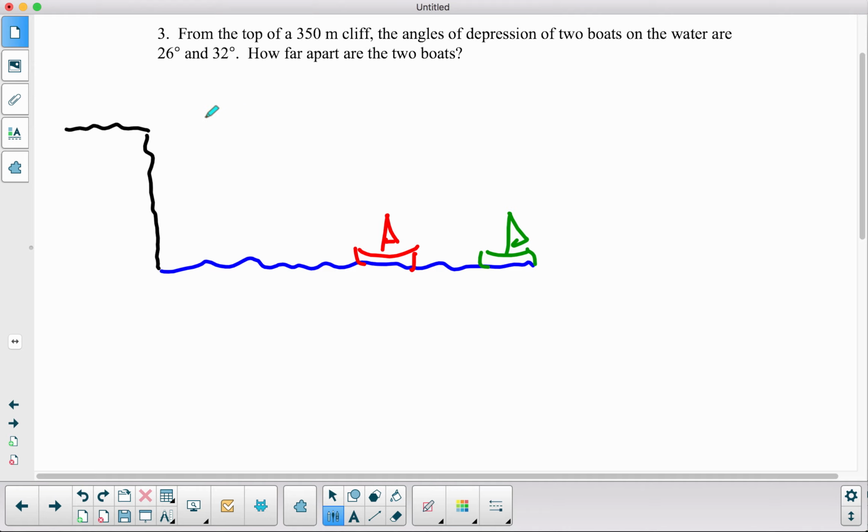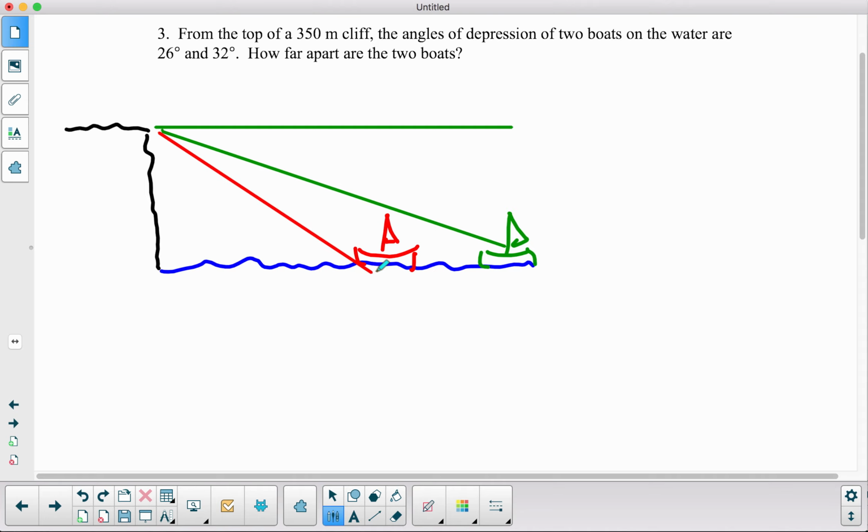Okay, and we can draw our angles of depression. So remember that we always go from the horizontal, like this, and then down to the green boat first. And we can also look down to the red boat. All right, remember that the angles of depression are from the horizontal going down. So this smaller angle to the far boat is going to be 26 degrees. And this bigger angle to the red boat is going to be 32 degrees.